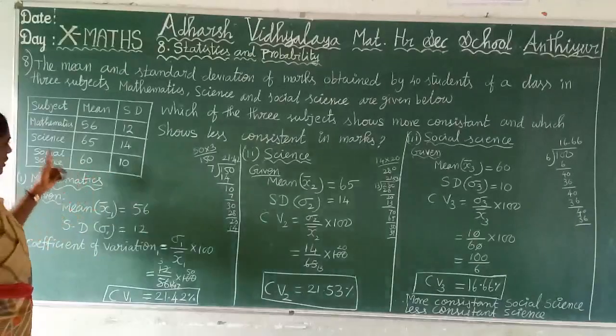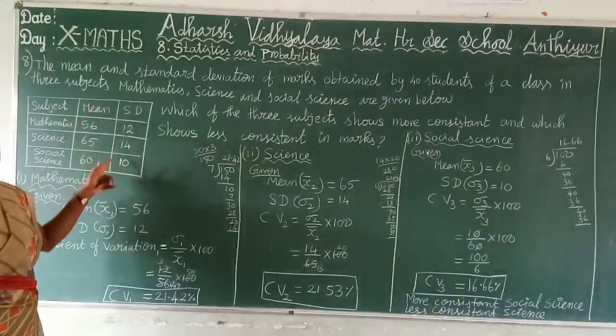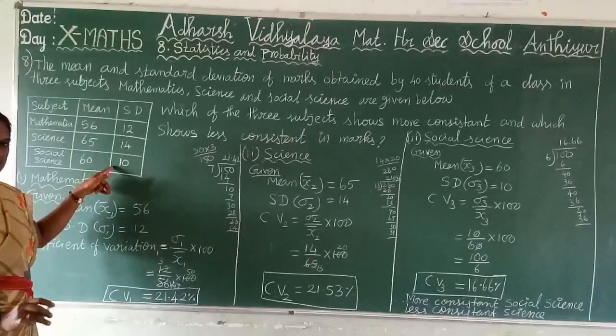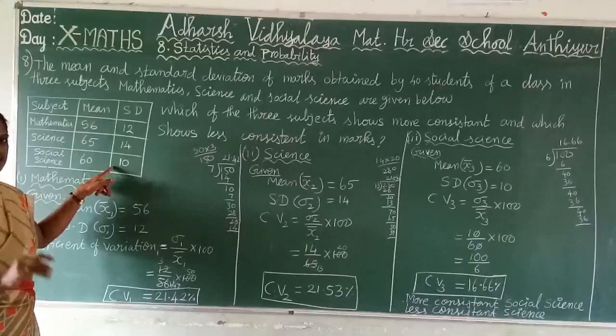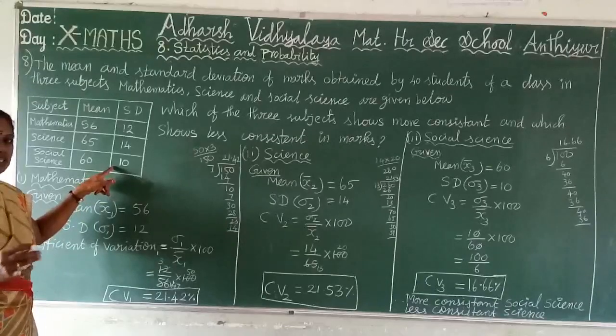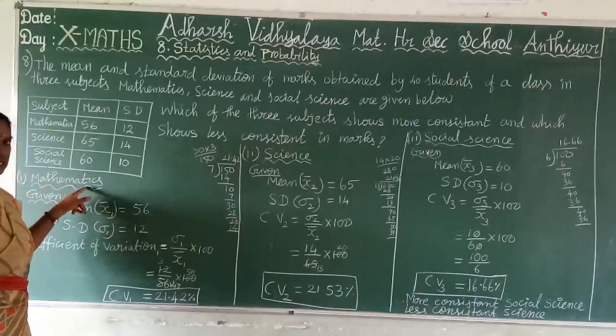But in this question, the mean and standard deviation of 3 subjects are given. We have to find the coefficients of variance, and the one with the lesser value is more consistent. The one with the greater value is less consistent. Clear? So write first mathematics.